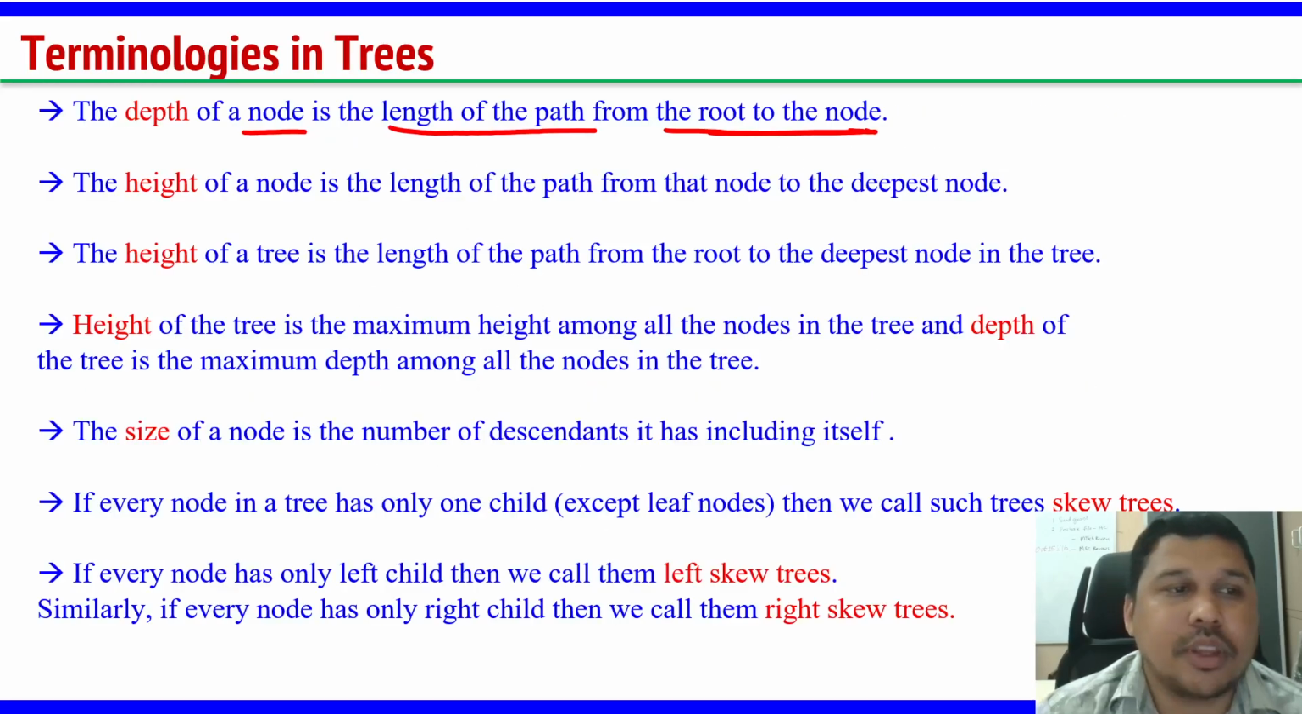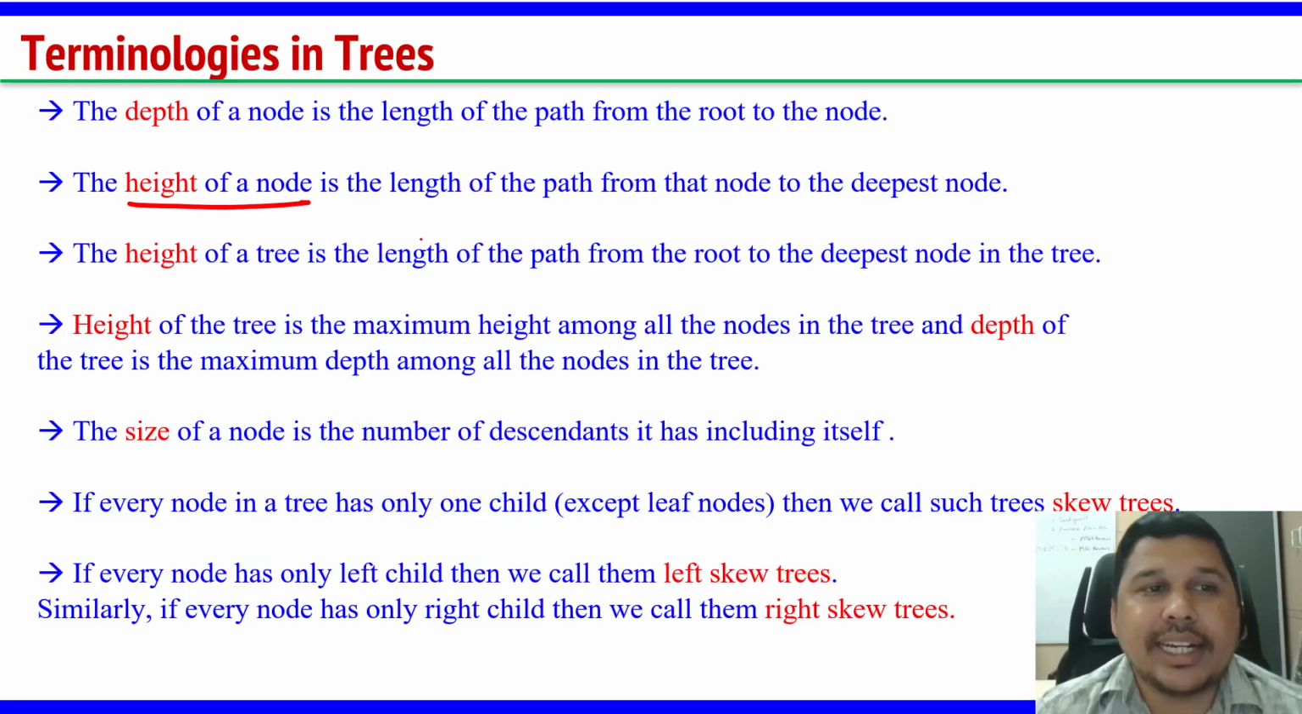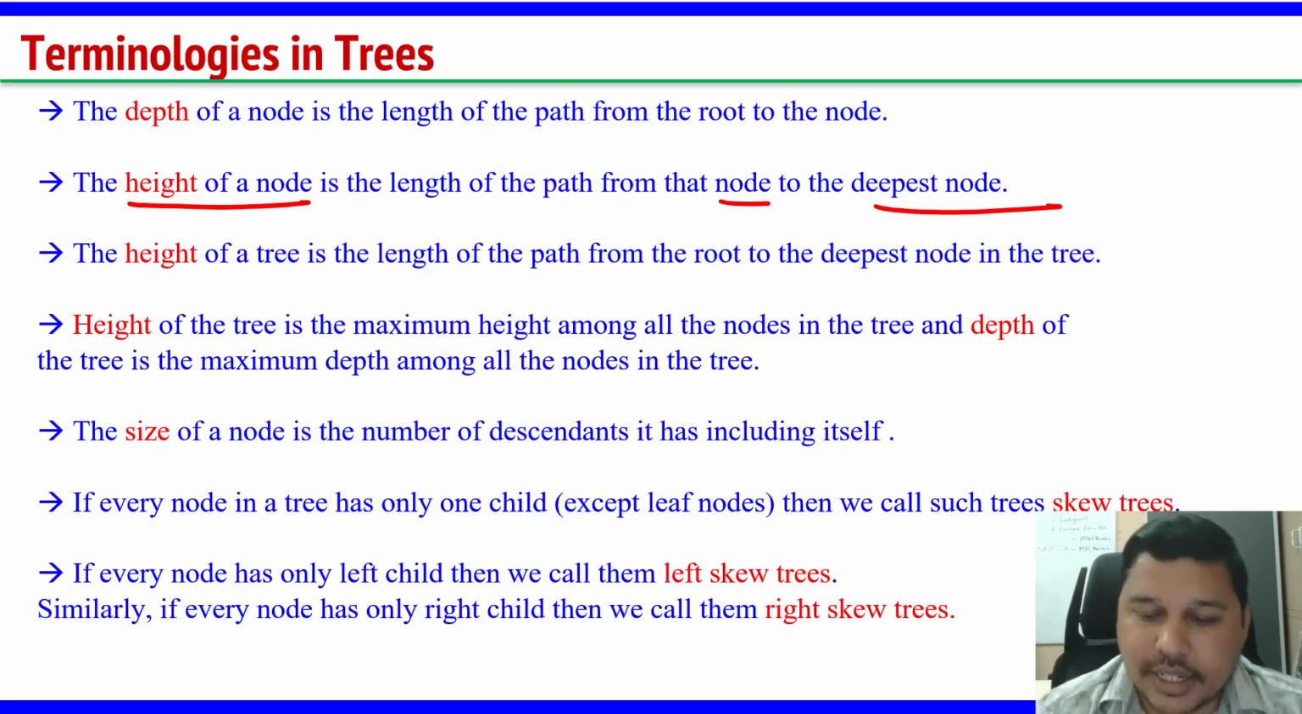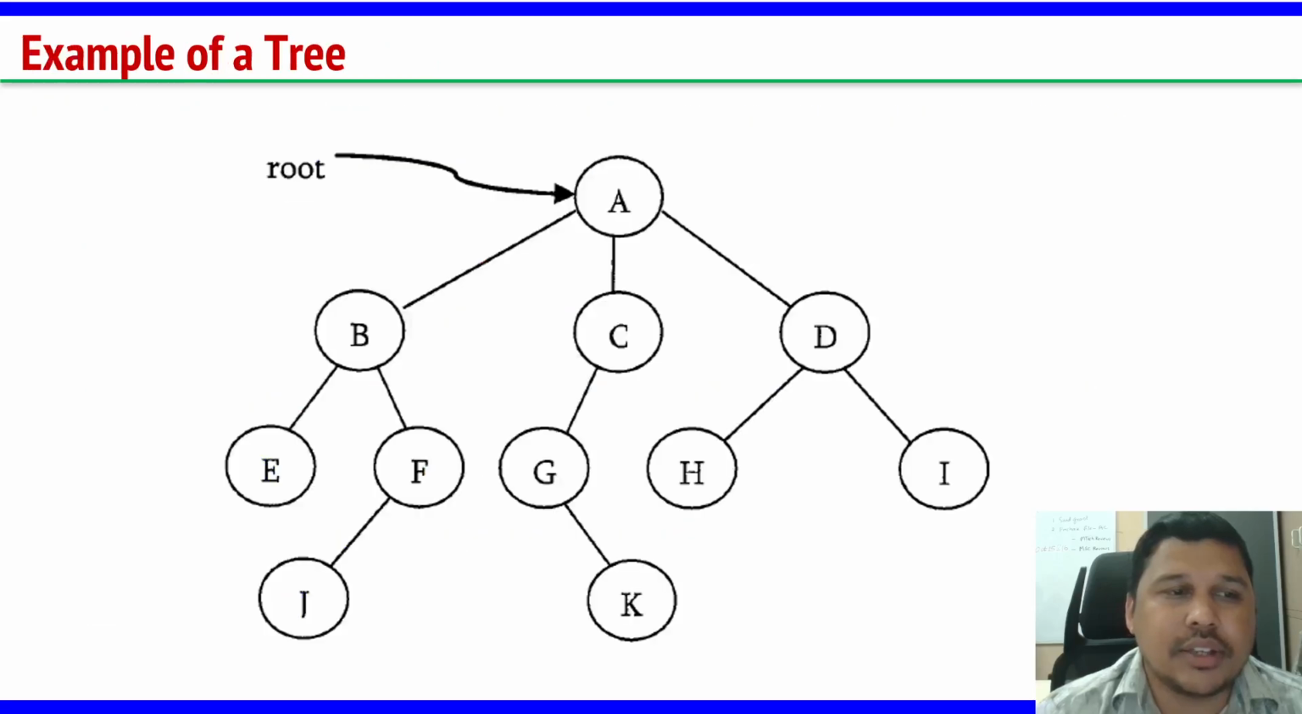Next, height of the node. Depth of the node, height of the node. Height of the node is the length of the path from that node to the deepest node. Height of the node is nothing but the length of the path from that node to the deepest node, right? So we will see here what is the height of each node.